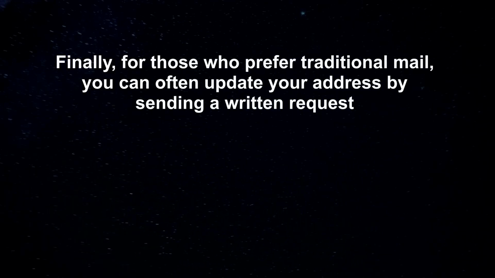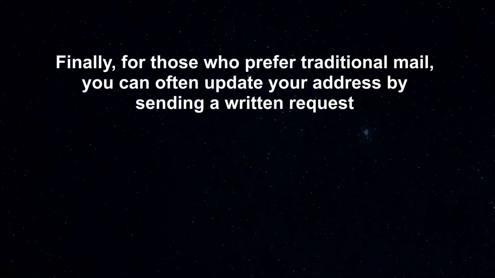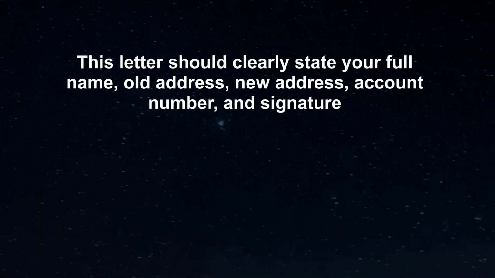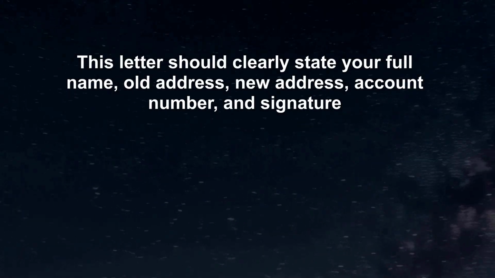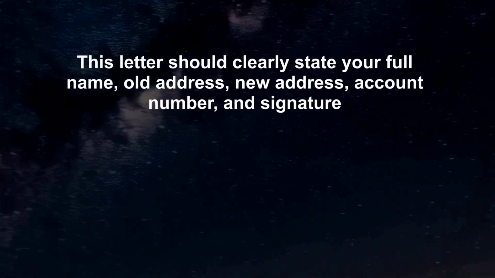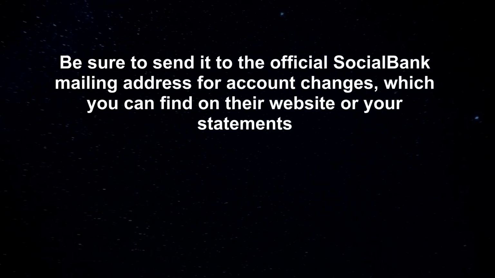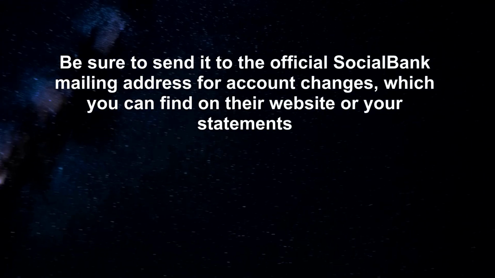Finally, for those who prefer traditional mail, you can often update your address by sending a written request. This letter should clearly state your full name, old address, new address, account number, and signature. Be sure to send it to the official SocialBank mailing address for account changes, which you can find on their website or your statements.